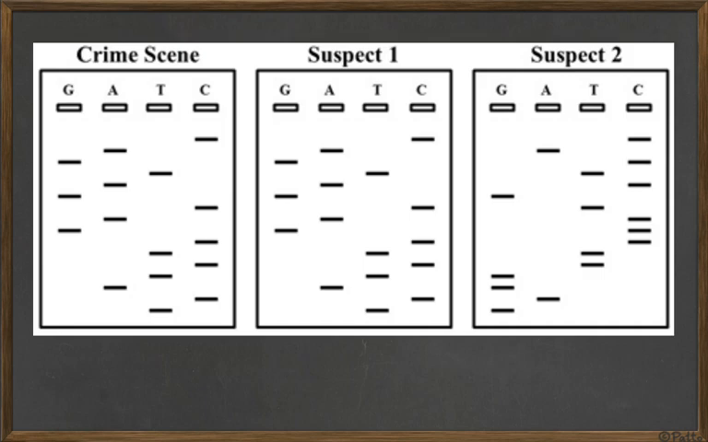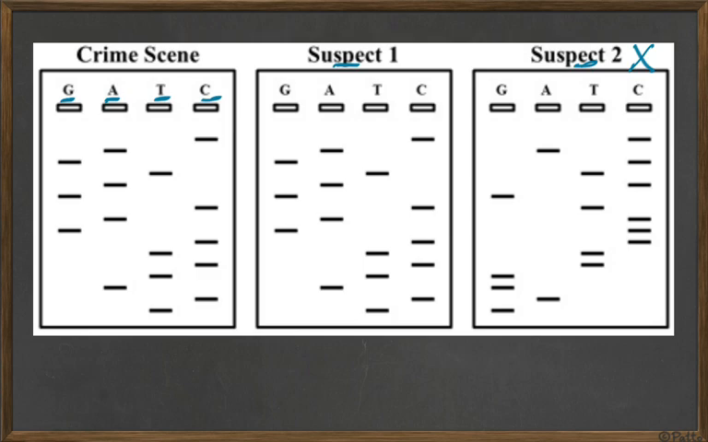Just to give you an idea here, we have 4 different restriction enzymes, the restriction enzyme G, the A, the T, and the C, that have been run on the crime scene and also have been run on suspect number 1 and suspect number 2. And what this shows us is that none of them, the G, the A, the T, the C, match with suspect number 2. So suspect number 2 is not associated with this material that was found in the crime scene.